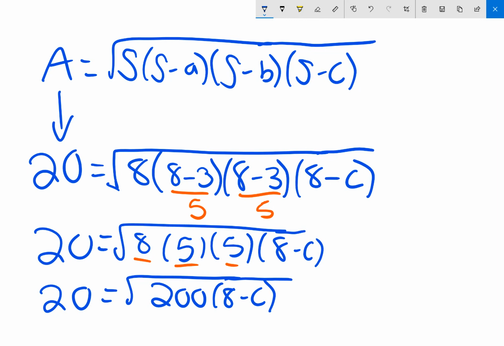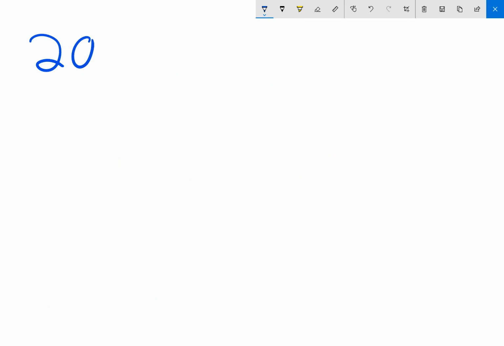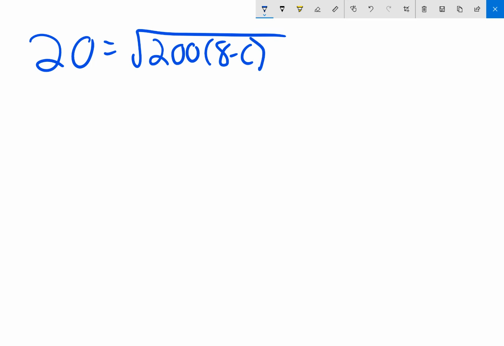Okay. I'm running out of room here. How do I do this? Okay. So I'm going to erase this, but I'll pick up where I left off here. With the 20 equals the square root of 200, times 8 minus C.